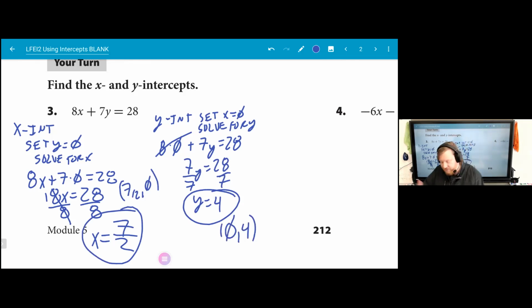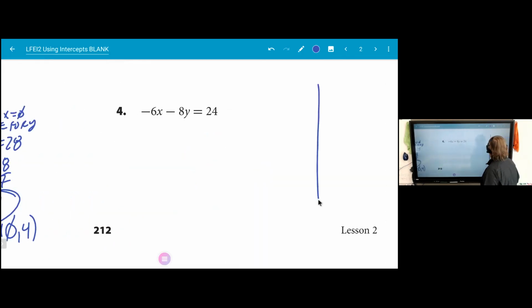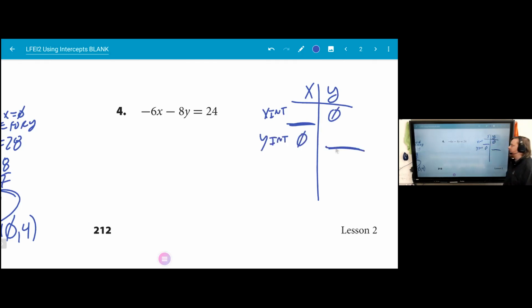Okay, so follow the steps. Trying to find the x-intercept, set y equal to 0, solve for x. Trying to find the y-intercept, set x equal to 0, solve for y. I'll do it another way here. If you want to think about it like this, I like my t-charts, you know that. If I'm trying to find the x-intercept, that's when y equals 0, and I have to find x. If I'm trying to find my y-intercept, that's when x equals 0, and I have to find y.